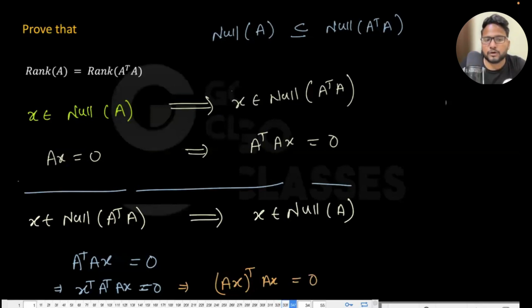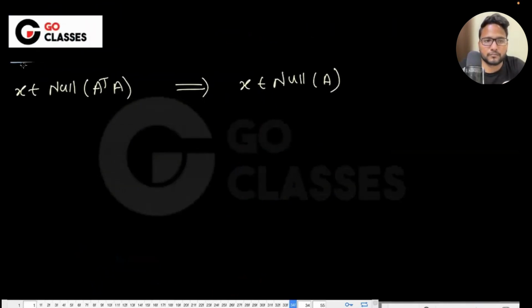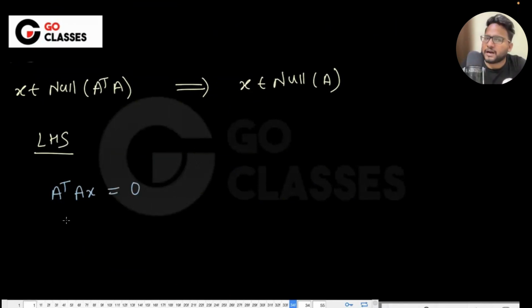Maybe let me just go to the next page. See what I'm trying to say. Let's just see the LHS part. Now here we are saying that X is in the null space of this, which means A transpose Ax must be 0. Now, let's just see the dimensions. So it is a column vector, because Ax is a column vector, and if you multiply by this, then it must be a column vector.